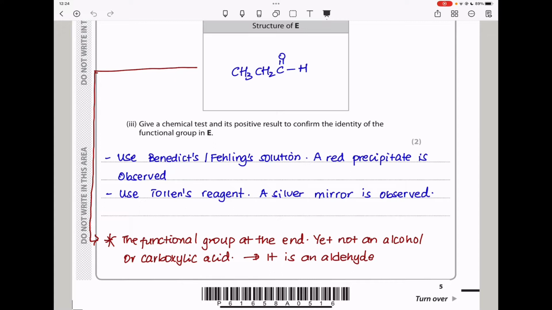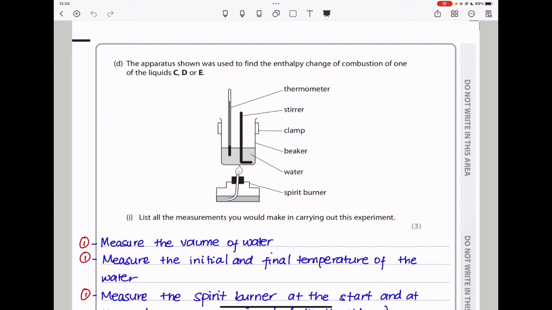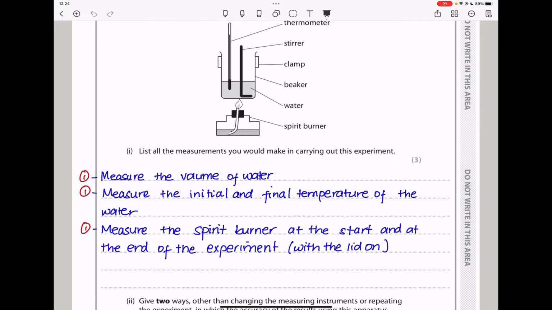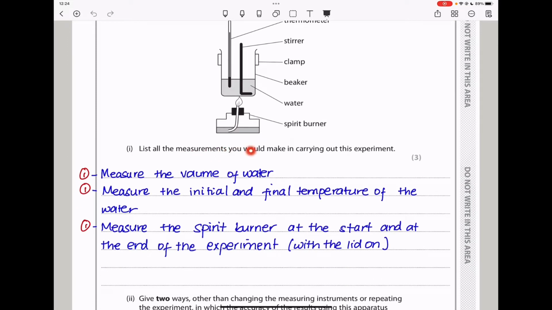Now be very careful, this information is not included in the new syllabus textbook. However, it's examinable, so put great emphasis on remembering this part of the experiment. Here they say the apparatus shown was used to find the enthalpy change of combustion of one of the liquids C, D, and E. We see they have a thermometer, a stirrer, a clamp, beaker, water, and a spirit burner. They say list all the measurements you would make in carrying out this experiment.